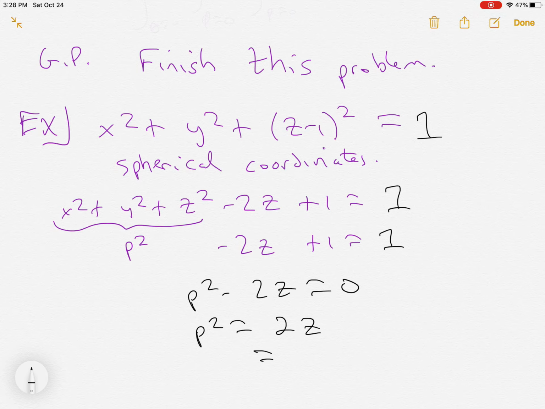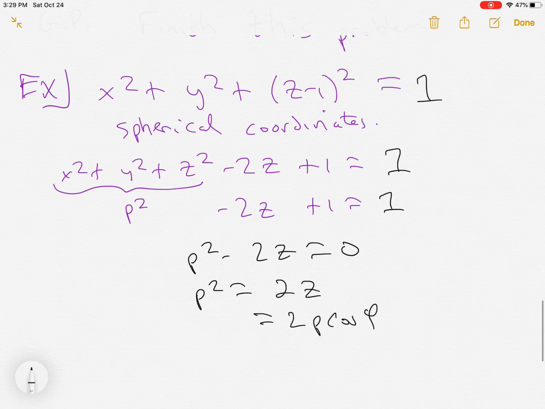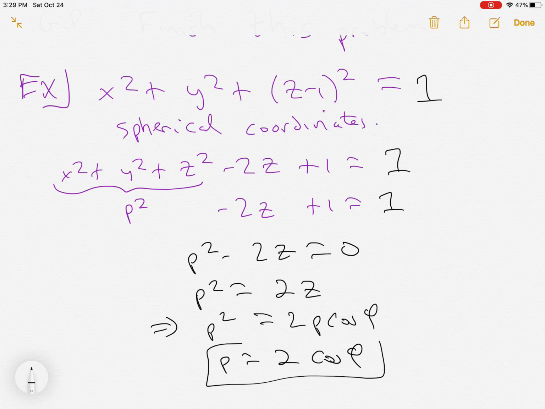And z is rho cos phi. That's from that worksheet. Now rho is equal to 2 cos phi. And that gives you the equation of that sphere. So you have to do this kind of stuff when you're finding the limits of integration, because all the x's, y's, and z's need to disappear. So do the rho's, but the theta can stay.